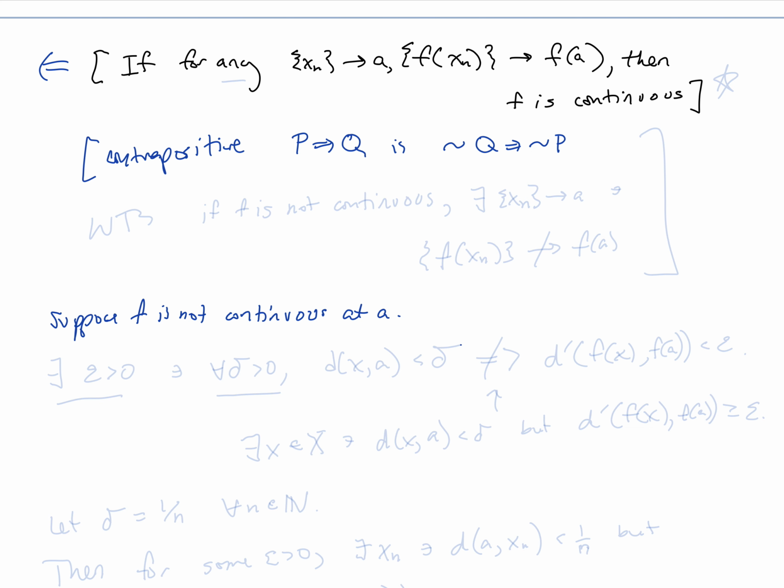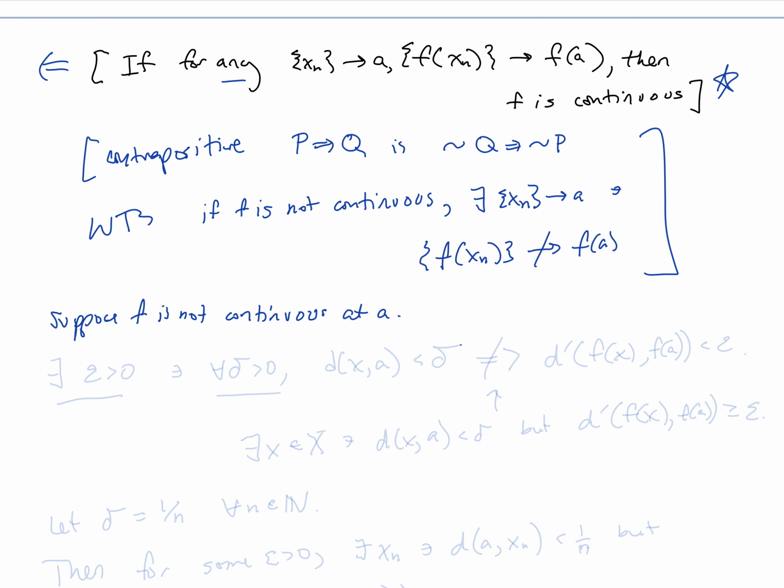So in this case, what we want to show is that if f is not continuous, the negation of this statement, if for any blah, blah, blah, the negation of for any is there exists. So I want to show if f is not continuous, there exists some sequence x sub n converging to a such that f of x sub n does not converge to f of a. So that's what we want to show. If we prove that, we will have proven the contrapositive, which means that we will have proven this statement.